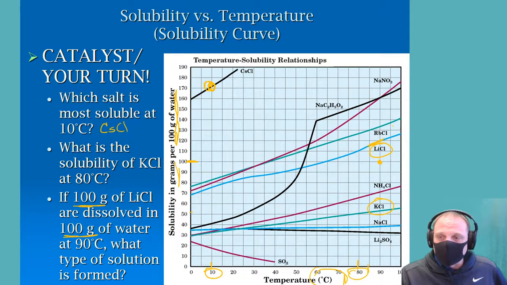Below the line is unsaturated. And then anything above the line is supersaturated. So because it's below the line, then it's got to be unsaturated. Now, again, why is that?